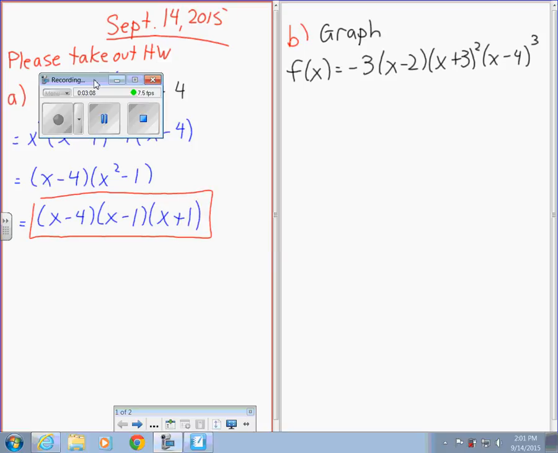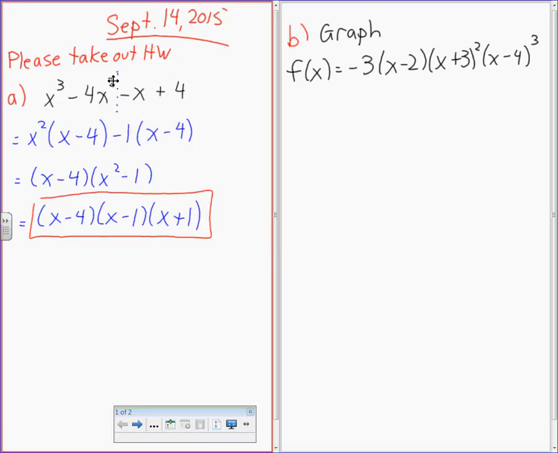Okay, as far as this one goes, this one says to graph this equation. We did this one last night over the weekend, hopefully without too much difficulty. Can I get Matt to tell me what the roots are for this equation? Positive 2, negative 3, positive 4. Good.